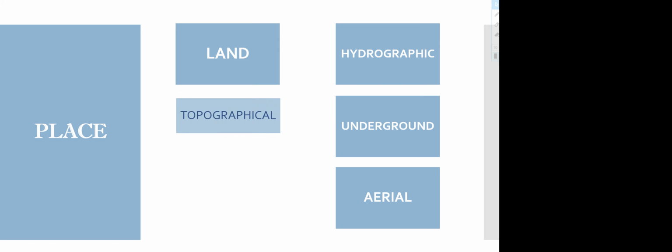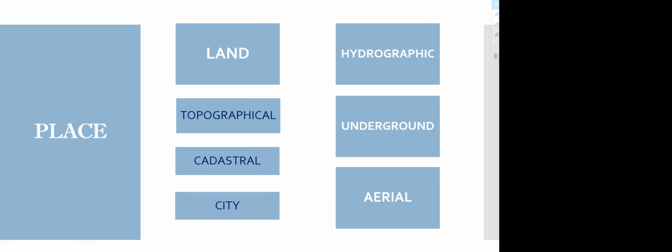Again, when you take land, you can identify the topographical, cadastral and the city layouts. So this is how your place, or the land area, is being differentiated into different sets.